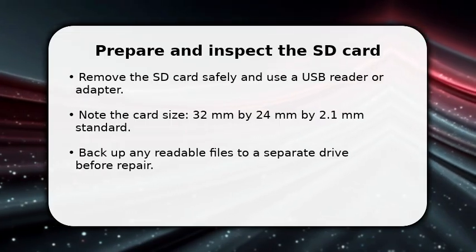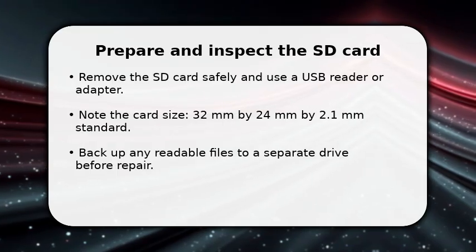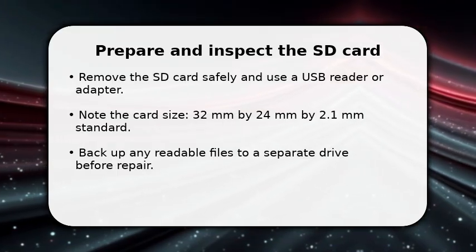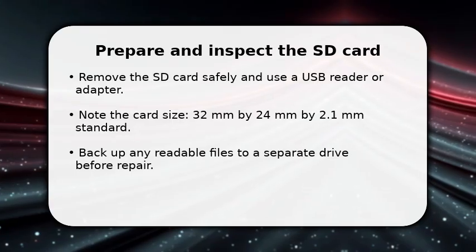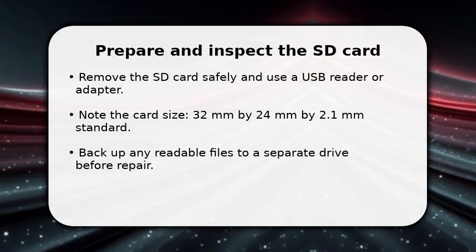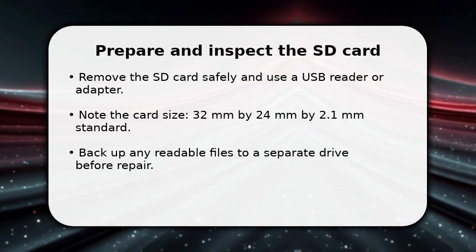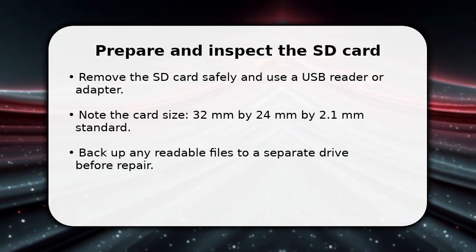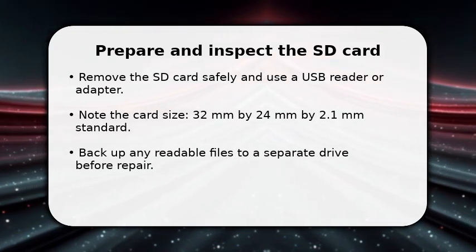If the card still mounts, copy all readable files to another drive right away. Use a separate folder on a desktop drive for backup and name it with the card capacity, like 32 GB or 64 GB. Stop if files are missing and avoid further writes to the card.